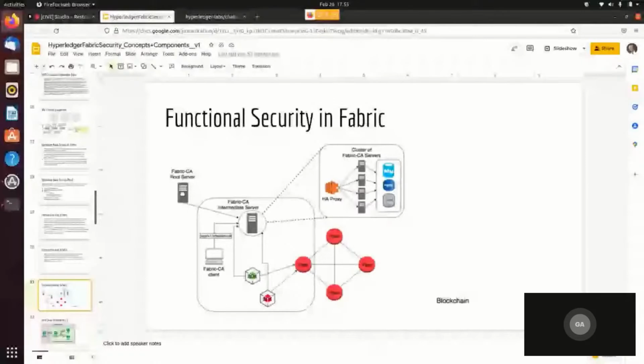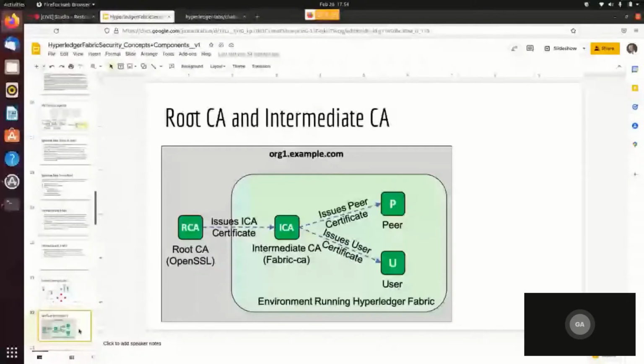So the Fabric root server interacts with the intermediate server, and then through the SDK you check the enrollment, and the Fabric CA client is available. You can connect to the CA server through the command line CLI, and if you want high availability for the certificate authority, you can maintain a cluster of certificate authority servers. This is how the interaction happens between the root CA and the intermediary CA.